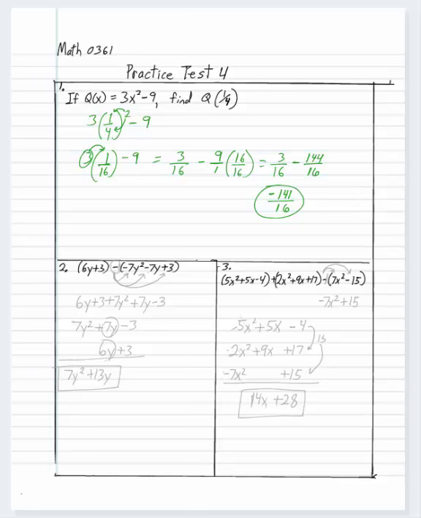Okay, number 2. We would like to combine our like terms, but notice there's a negative sign in between the parentheses right here. This is really a negative 1, and it will multiply to everything inside the second set of parentheses. So negative 1 times negative 7y squared is plus 7y squared. Negative 1 times negative 7y is positive 7y. And negative 1 times 3 is negative 3.